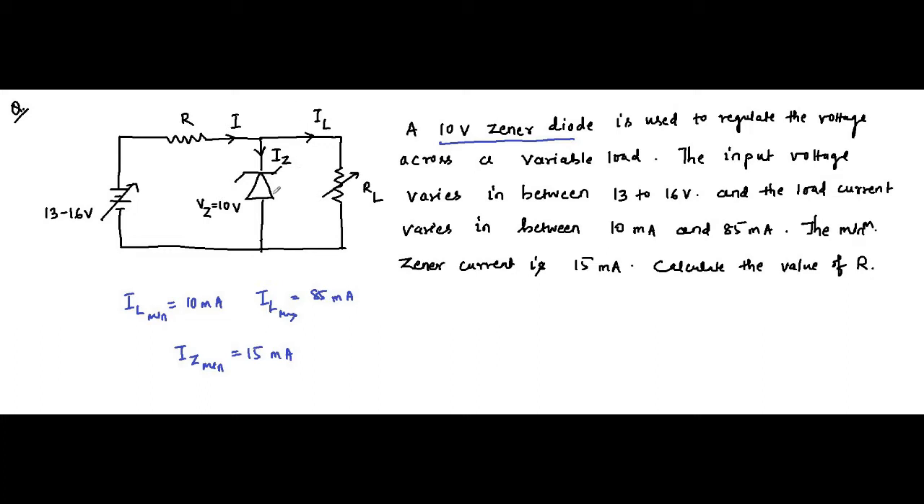If you pay attention to this circuit, this is quite interesting. Here both the source and the load are variable in nature: variable source or input, and variable load. I've already explained in the first video on solving Zener diode circuits that the input voltage, the supply voltage, affects the Zener current. When the input voltage is minimum, Zener current is minimum, and when the input voltage is maximum, the Zener current is maximum.